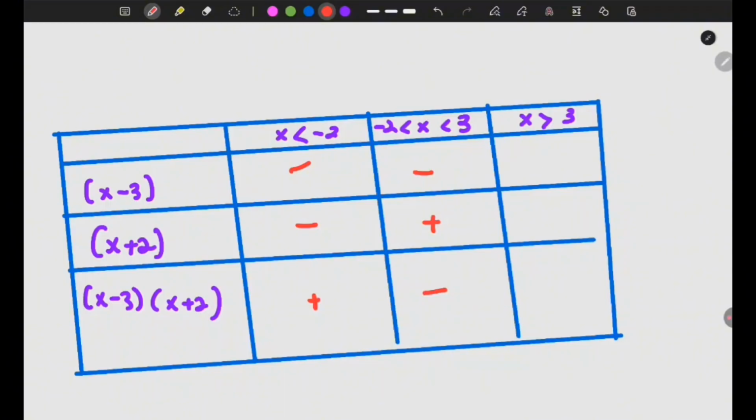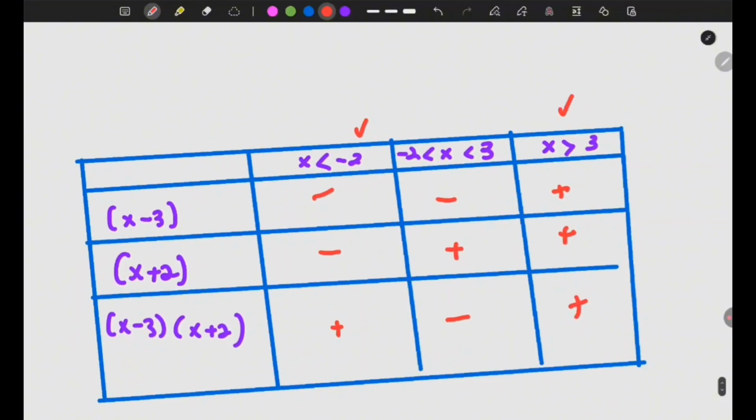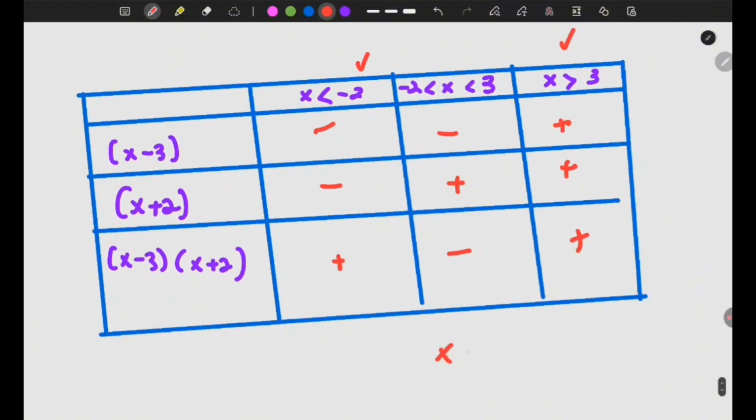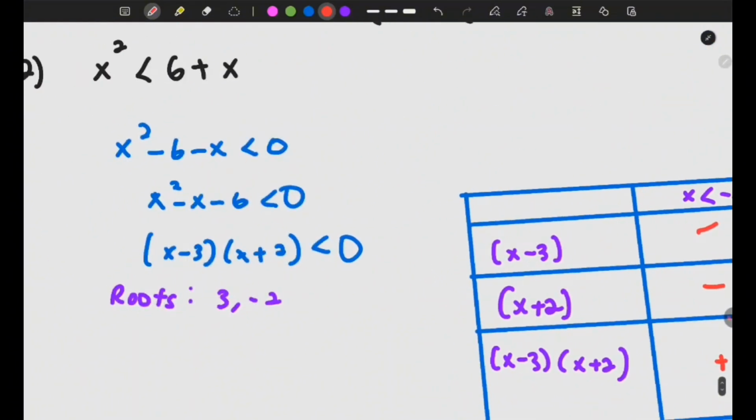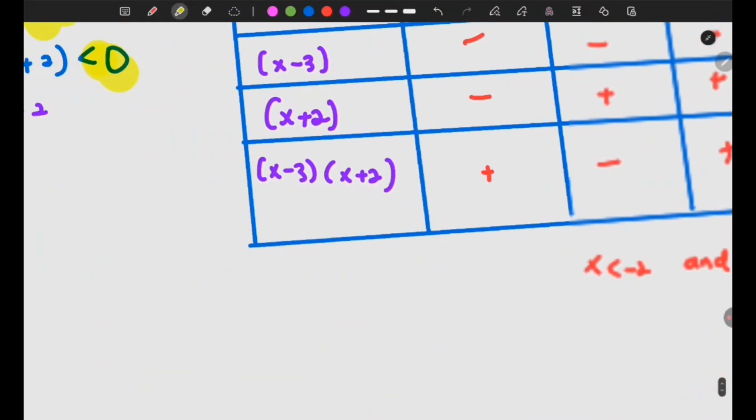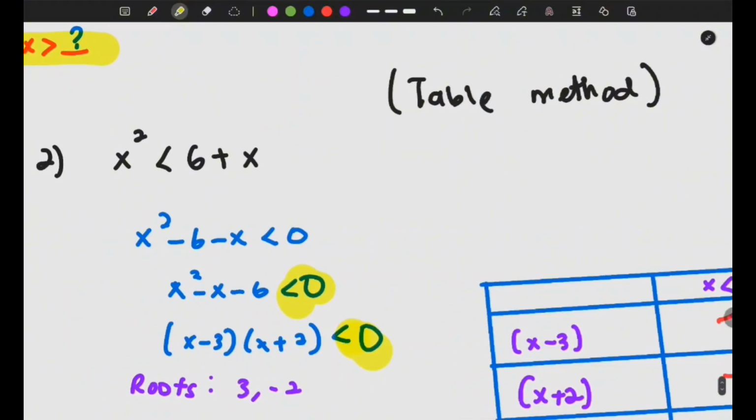So x less than negative 2 and x is more than 3. Cannot be. The sign should be different, it should be the other way around. What did I do? Any mistake? Oh yeah, I forgot to change the sign. My bad. Guys, remember in your lower secondary, you actually got to learn something. This is the careless mistake I made.